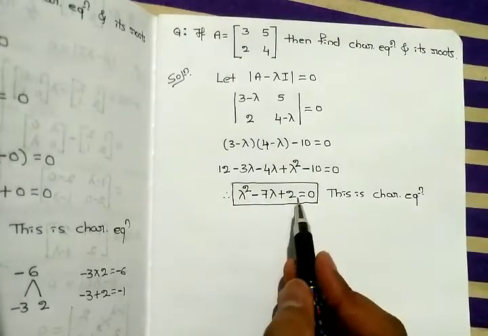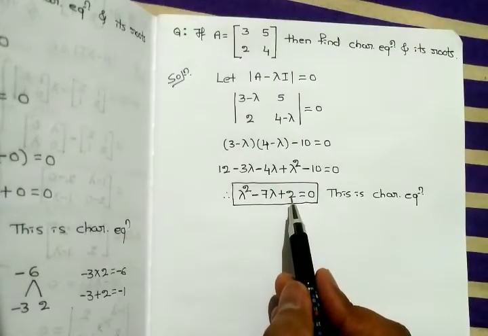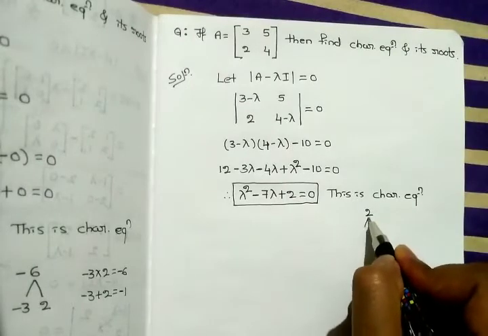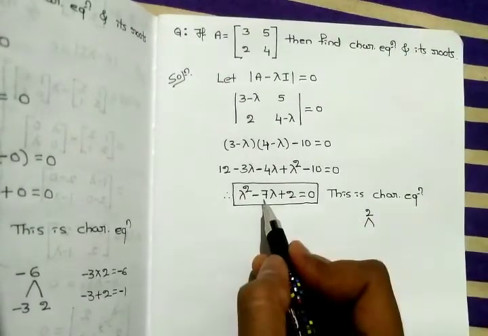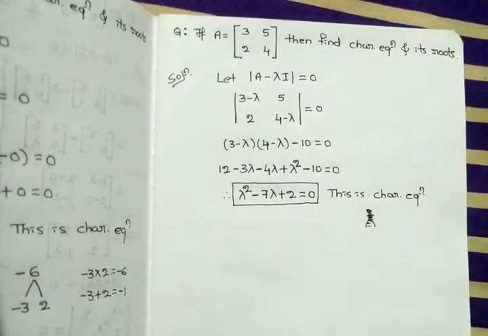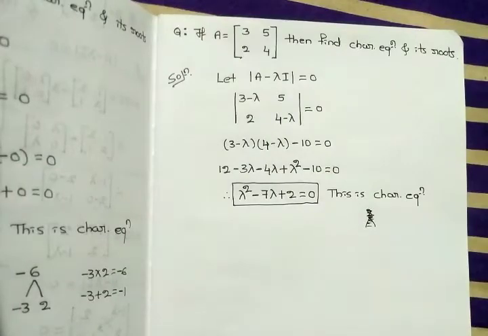But in this case, it is not possible to apply the factorization method, because 1 into 2 is 2, so you cannot split the values. The middle number you should get is minus 7. Therefore, factorization method is not possible. So if factorization method is not possible, then we are going to use the formula method.